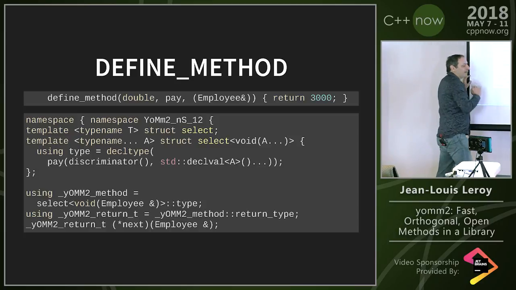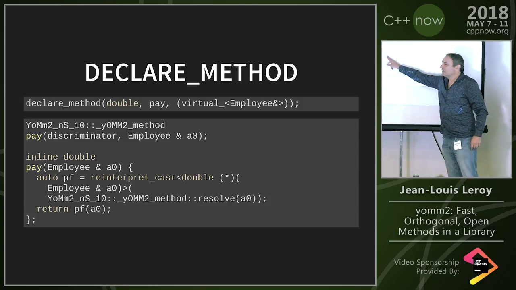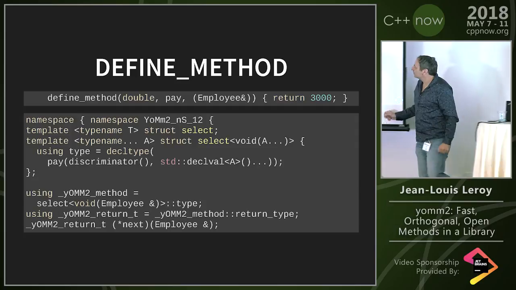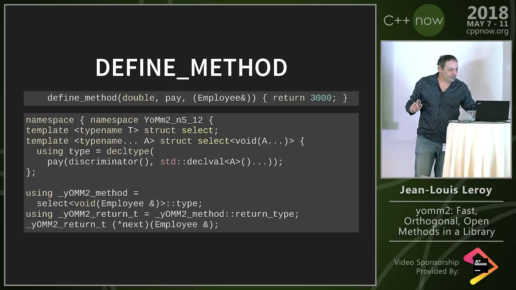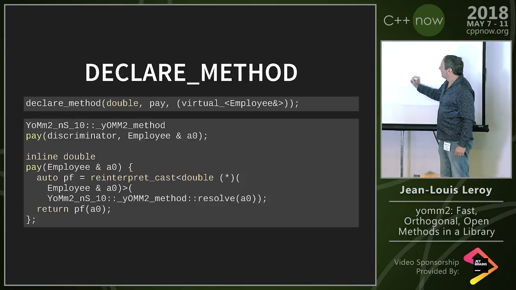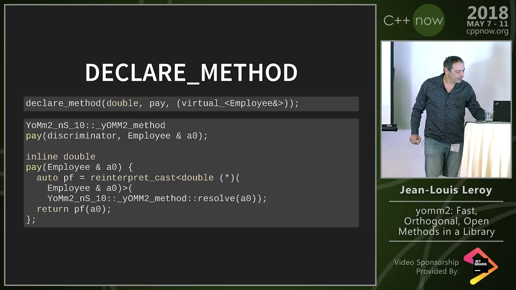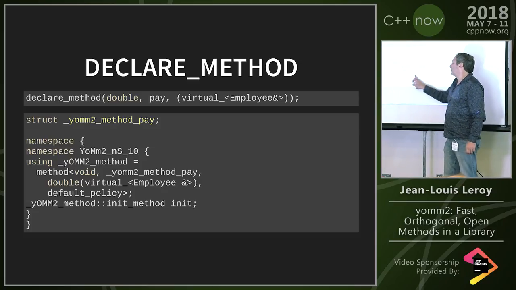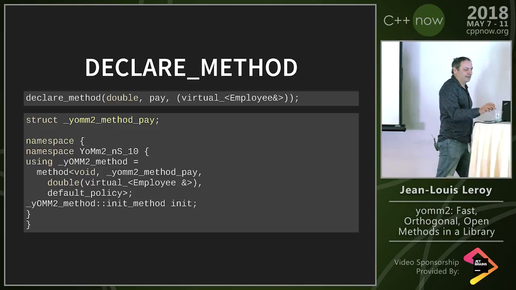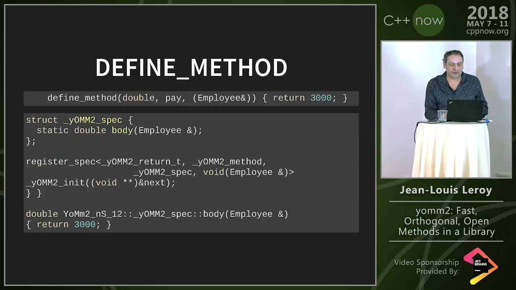Well, it uses this function here. It uses this construct to pretend to call the pay function with the extra argument, and that extra function returns the method. One slide before. It returns this. And this, you don't really instantiate it. It's just a bunch of static variables. So that's how it finds the method to overload.